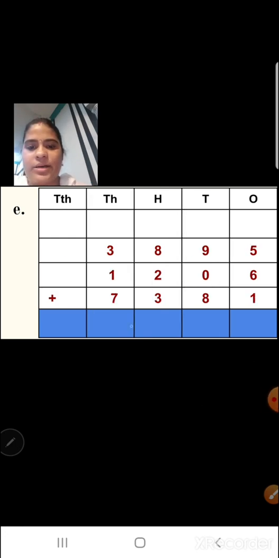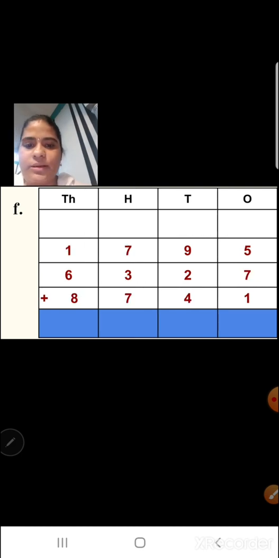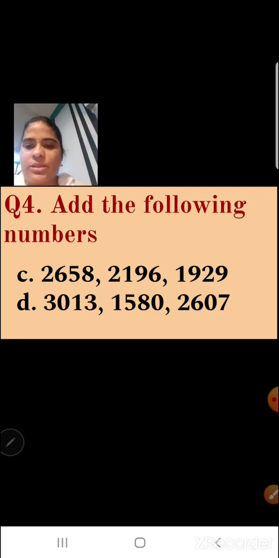The next sum, E1. Note down the question, children. The next one. The last one is from question number 4. Add the following numbers. We have 2 more sums left. So you are going to do as homework. Practice in your home, children.